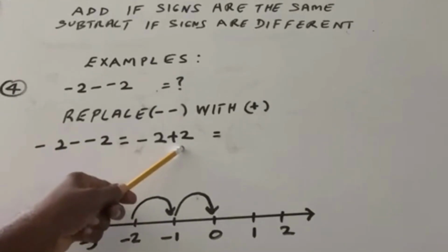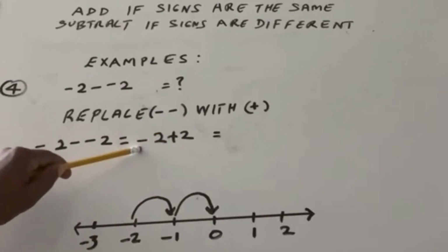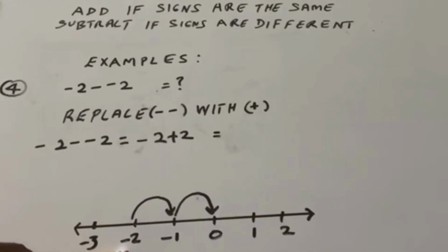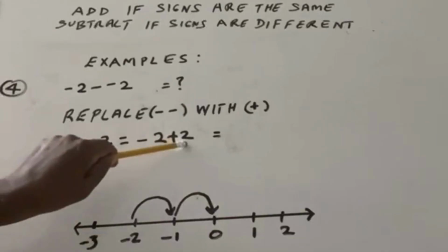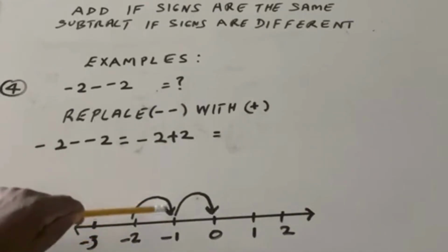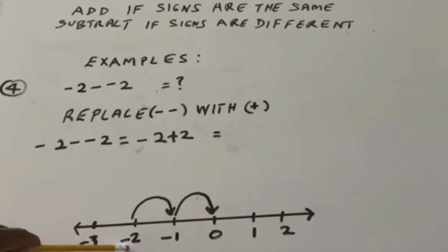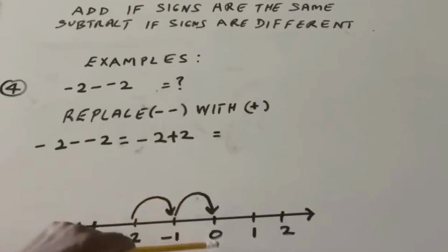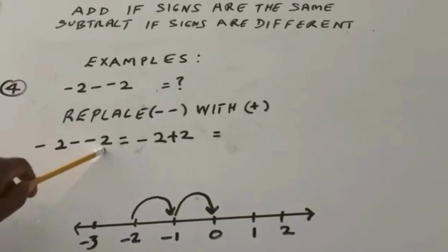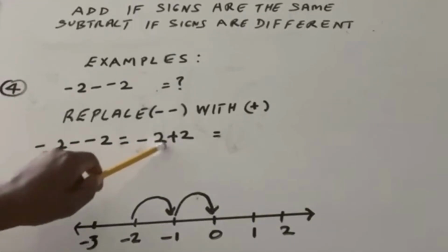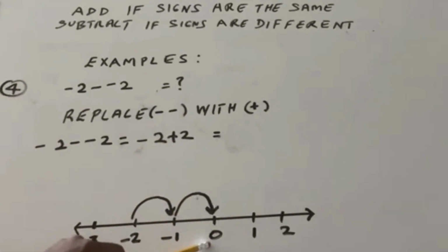Would you be able to do that without your number line? In case you need to, let's go to the number line. So let's start at negative 2, which is here. And because we are adding, we're adding 2, we're going to move 2 places to the right. 1, 2. So moving from negative 2, 2 places to the right takes us to 0. And therefore, negative 2 minus negative 2 is equal to negative 2 plus 2, which is equal to 0.